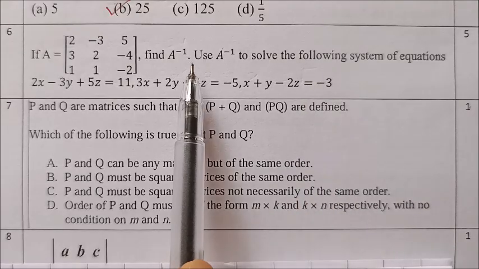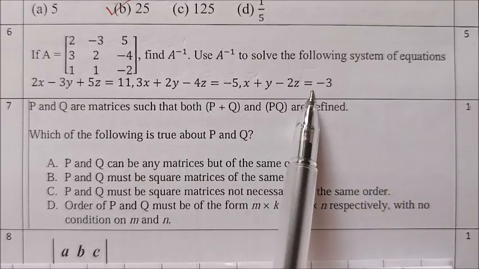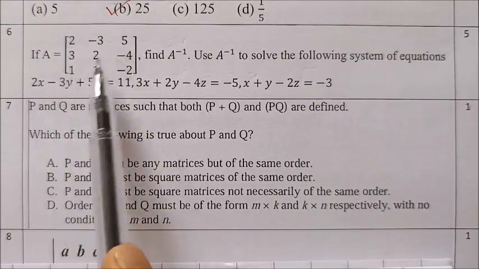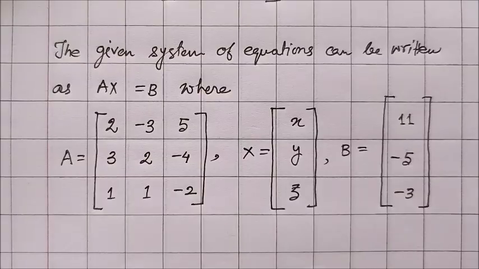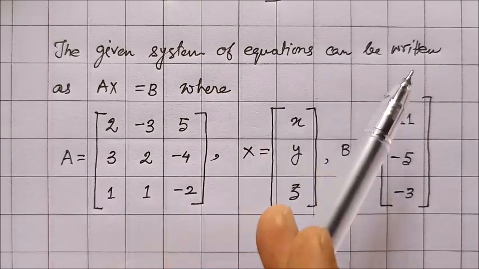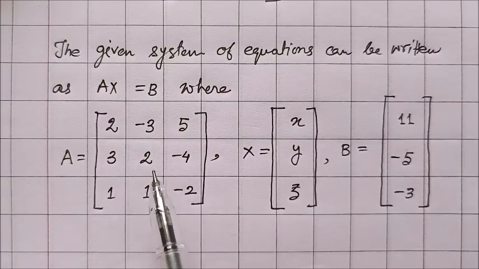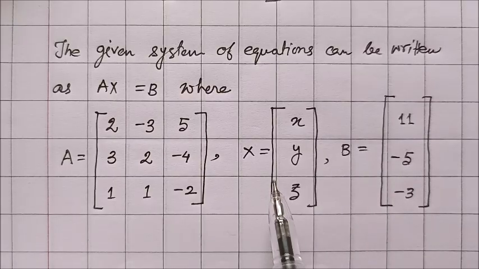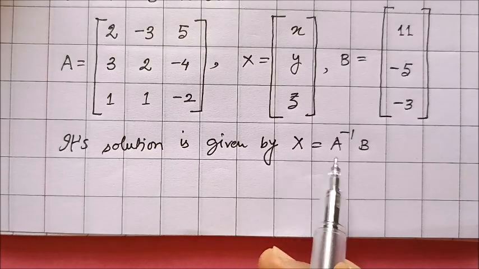In the second part, they are asking: use A inverse to solve the following system of equations. This is the system of equations, and in the beginning we have already verified that this A represents the coefficient matrix. Now we can go ahead. We write: the given system of equations can be written as AX equal to B, where A is the coefficient matrix, B is the constant matrix, and X is the variable matrix. Its solution is given by X equal to A inverse B.